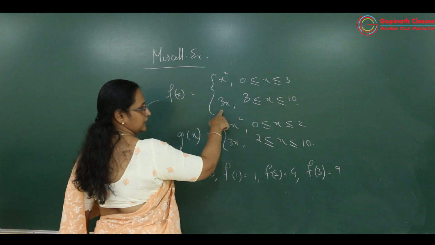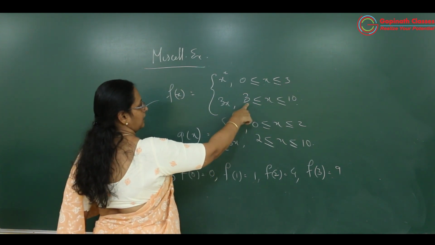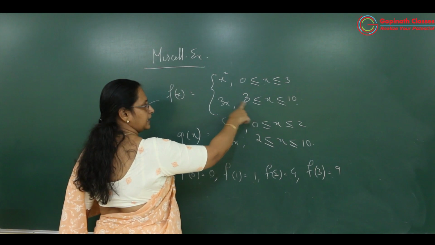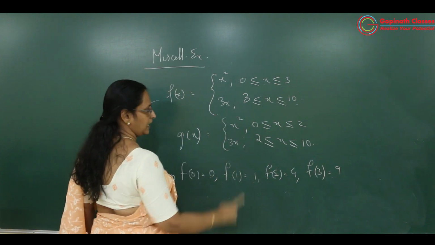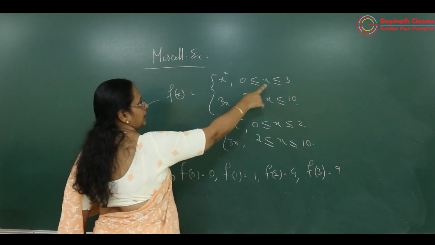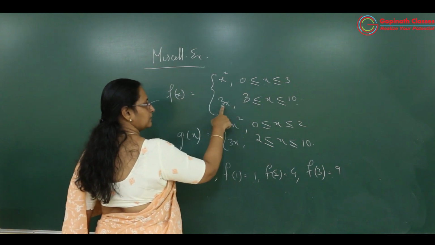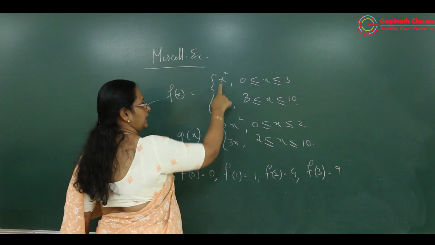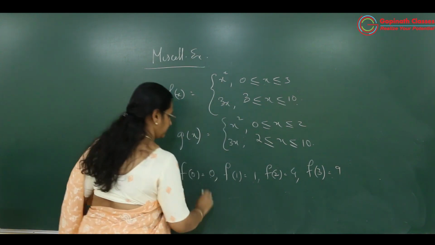then 3 to 10 is this function. So if you use 3 here, 3 3s are 9, you are getting f(3) is 9. If you use it here, it is also 9. See, 3 can come to this function and 3 can come to this function. So here 3 squared is 9, and here 3 3s are 9, no problem.